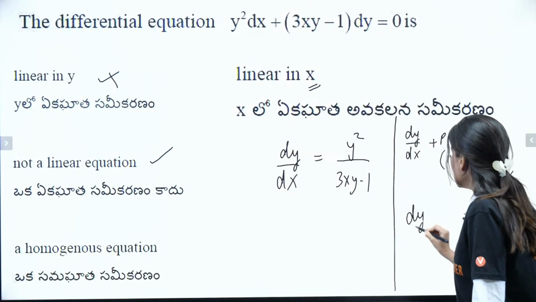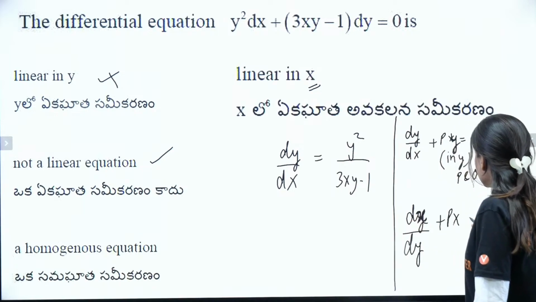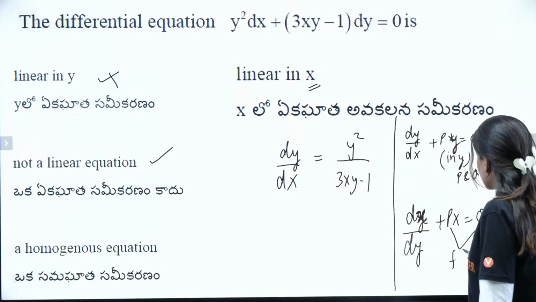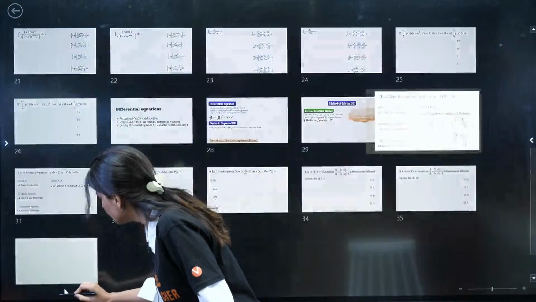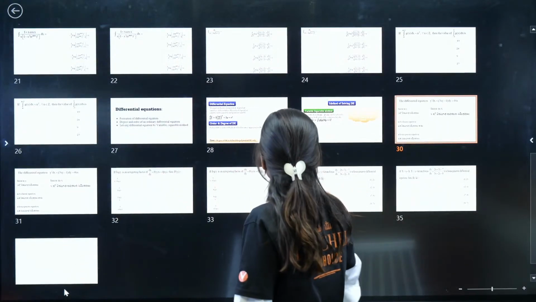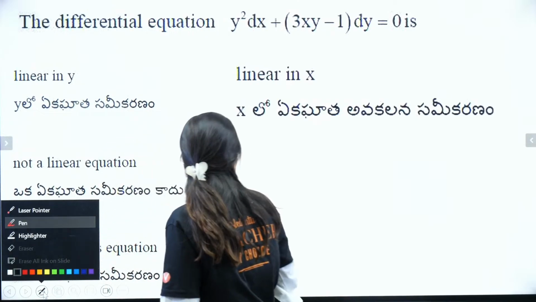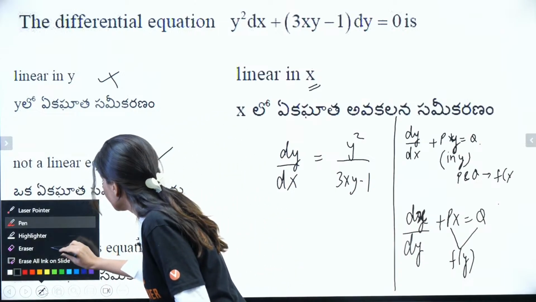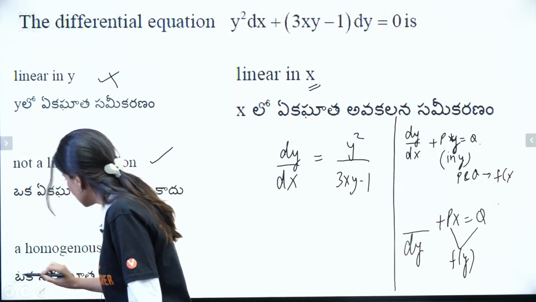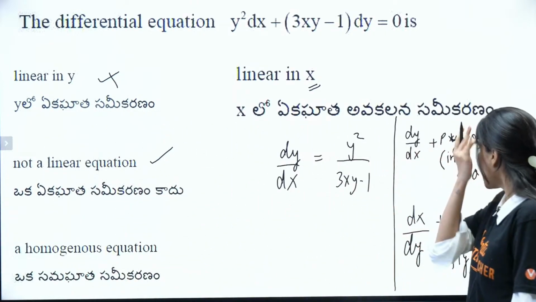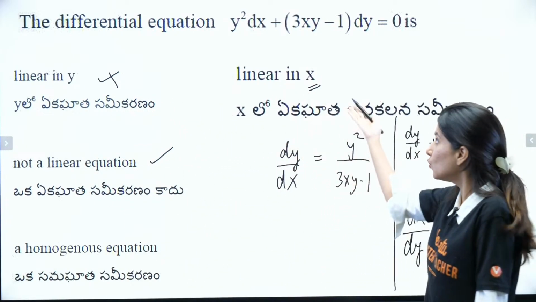How does a linear equation in x look? So this is dx by dy, dx upon dy plus px is equals to q, where p and q both are functions of y this time. So this is dx upon dy. So now this option is incorrect. Let us talk about the option linear in x. Let us rule out this option.